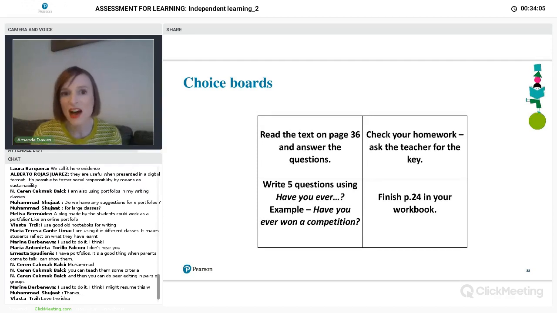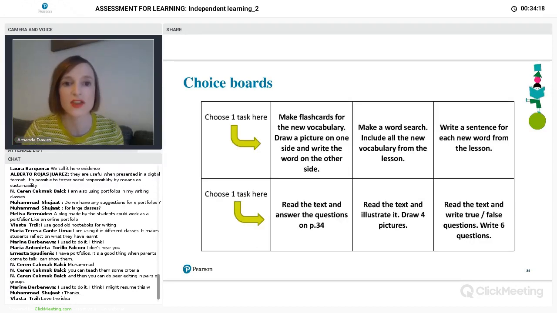They could decide to start with the easiest task to ease themselves into the lesson, or they could start with the hardest task to get that out of the way. It was up to them. So giving them choice, giving them autonomy and independence in the classroom.